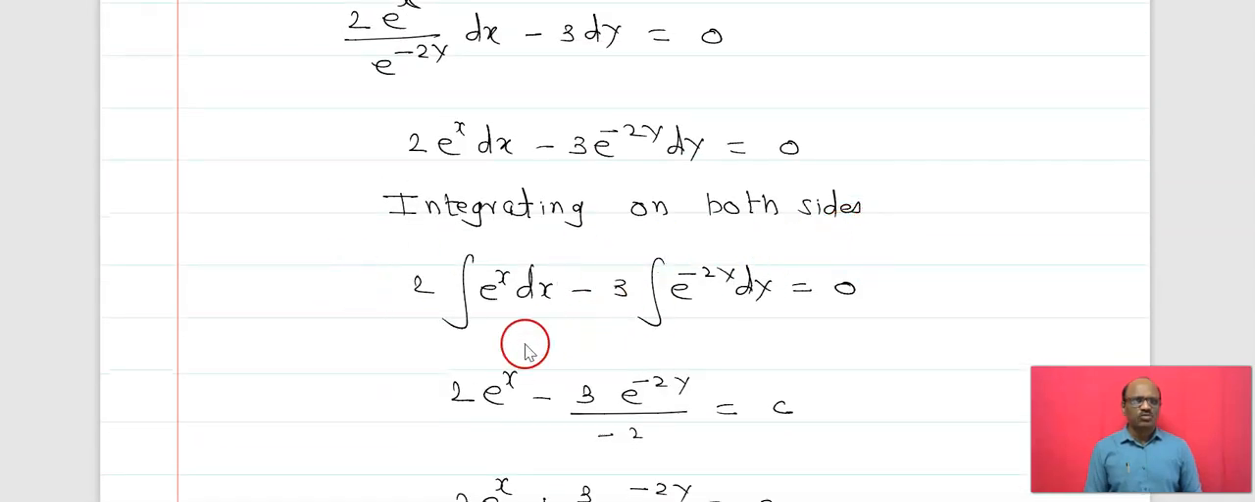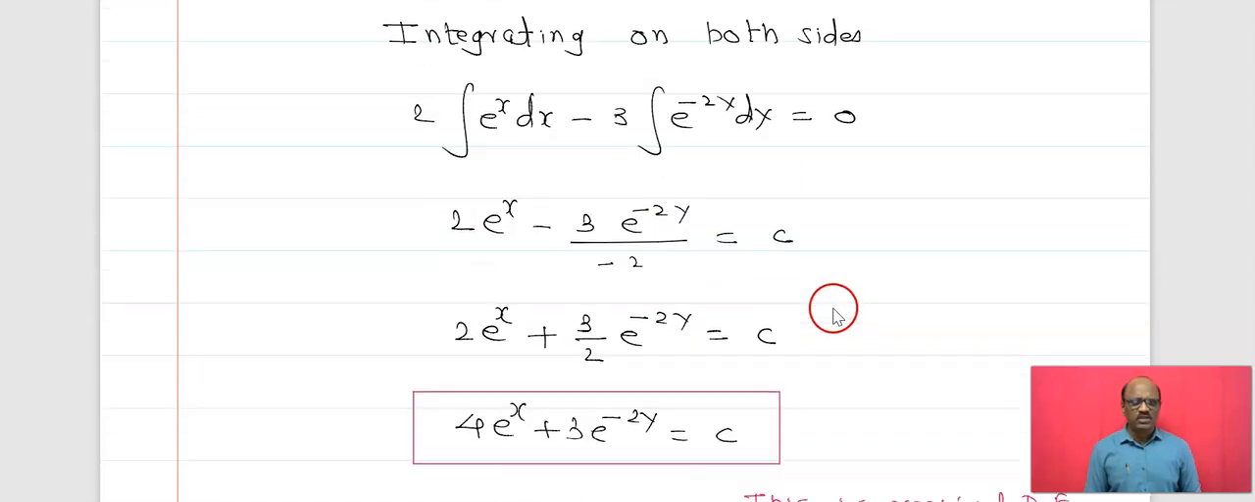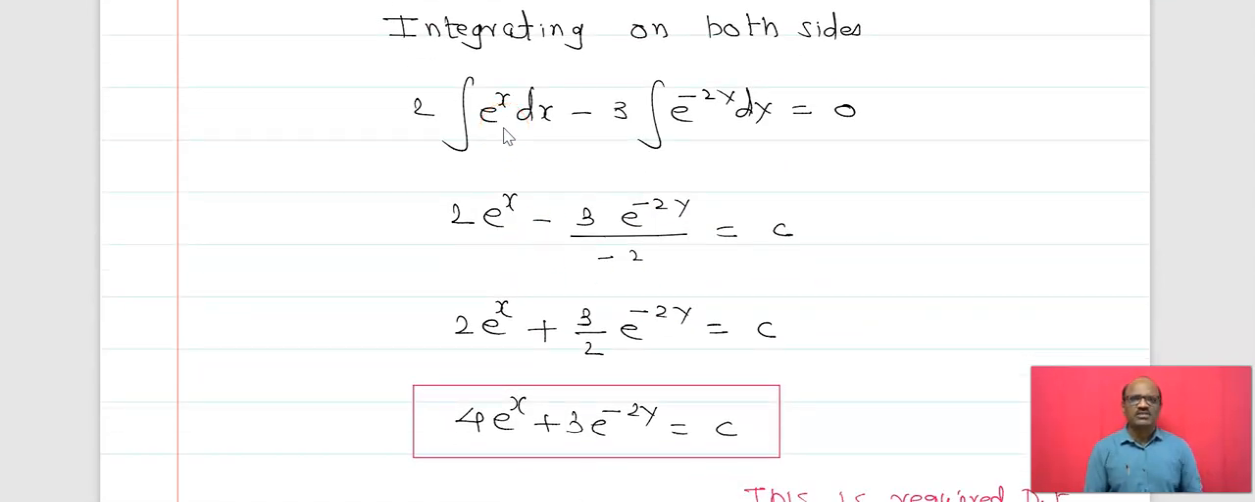Now integrating on both sides, that is 2 integral e raised to x dx minus 3 integral e raised to minus 2y dy, that's equal to 0. What's the integral of e raised to x? The integral of e raised to x is e raised to x. Integral of e raised to minus 2y is e raised to minus 2y upon minus 2, equals c.